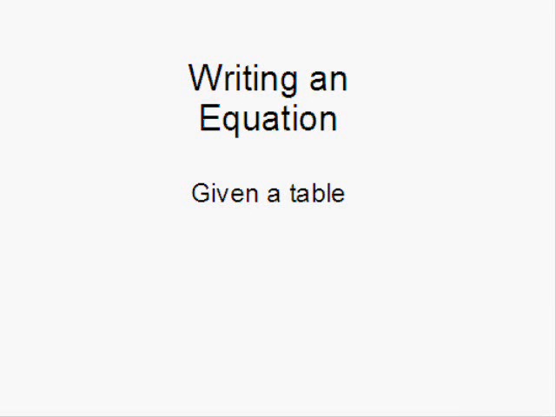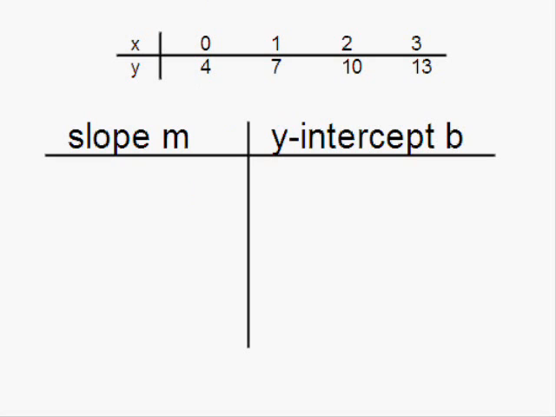This lesson is on writing an equation for a line given a table of values. Suppose we want to write the equation of the line that contains the 4 points shown on this table of values. Our slope-intercept form tells us that y is equal to mx plus b. So it says we can't write the equation of the line until we know the slope m and the y-intercept b.